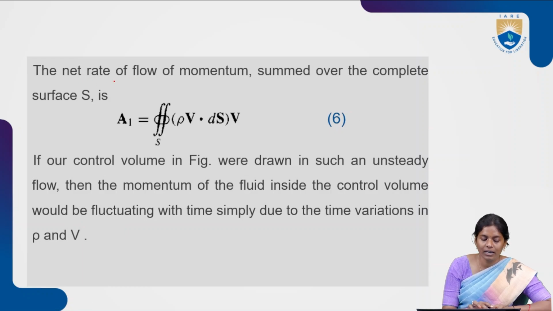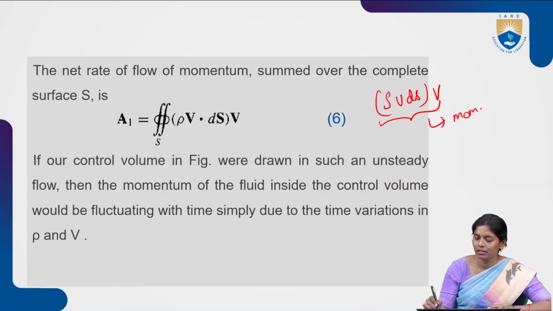So now the net rate of flow of momentum, generally, is rho v dS into v. This is the momentum flow, right? Now if we consider the overall surface, then we have the surface integral. Depending on whether the flow is inward or outward, the sign by convention will change.